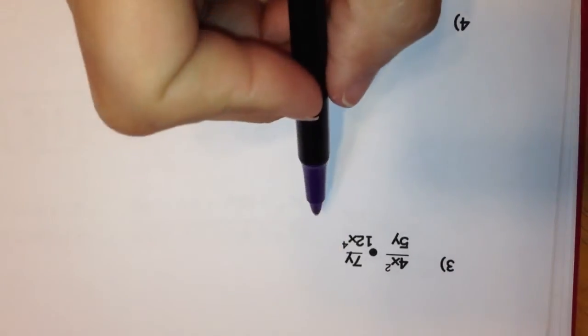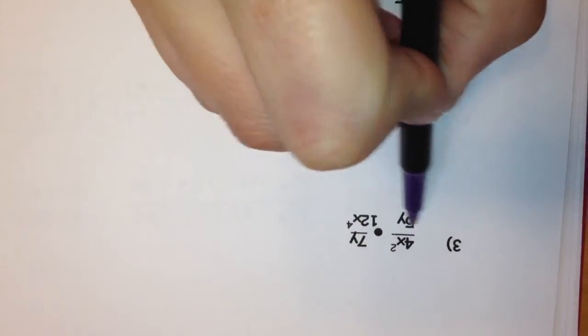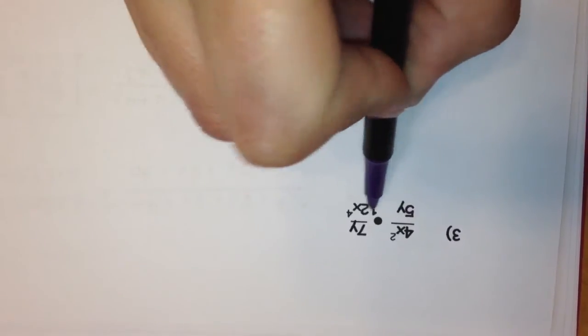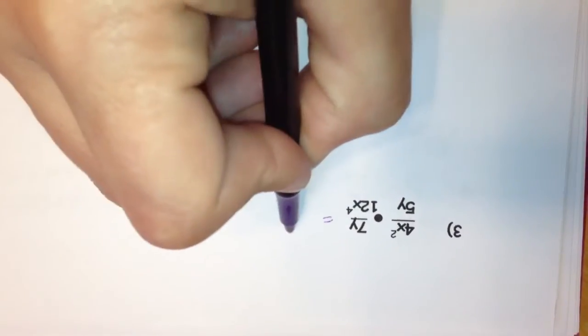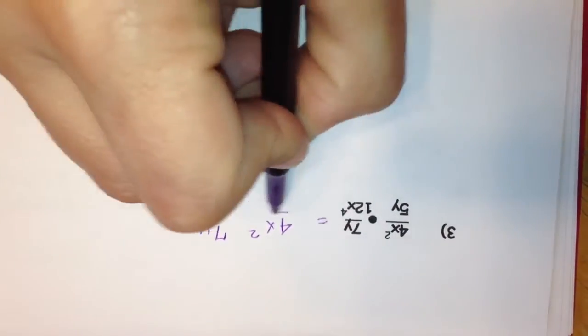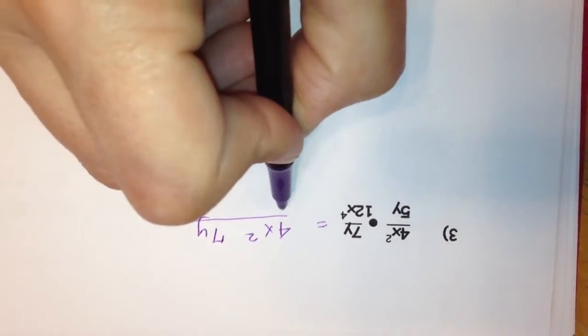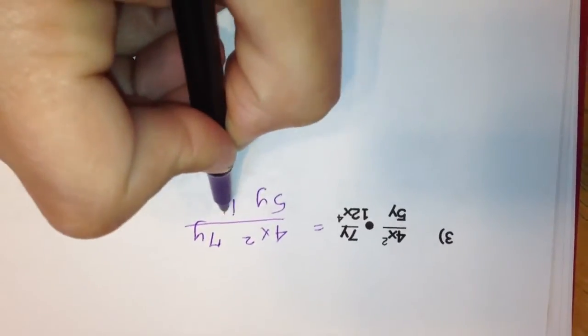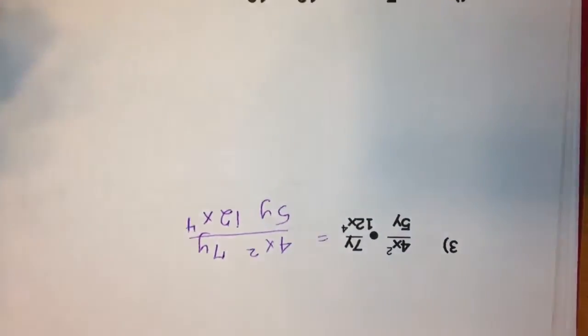Okay, and this is part 2. This one's a little bit simpler in that I cannot factor anything out. It's already in simplified form. But I have 4x squared, and here I have 7y. I'm going to go ahead and put those together like that. And here I have 5y and 12x to the 4th.